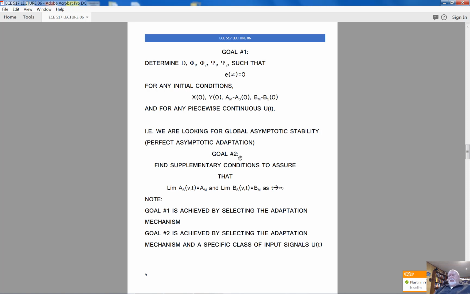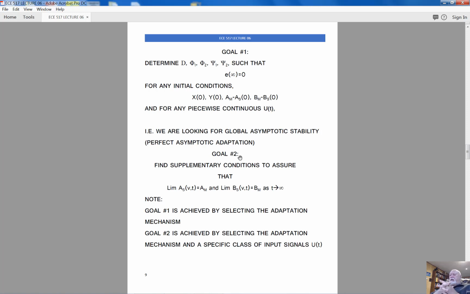Goal number 2, we have to satisfy some supplementary conditions to make sure that we indeed can accurately estimate matrix AM and matrix BM. In other words, the limit of matrix A of the adjustable system defined as a function of V and T is indeed matrix AM, and the limit of matrix B of the adjustable system is indeed matrix BM.